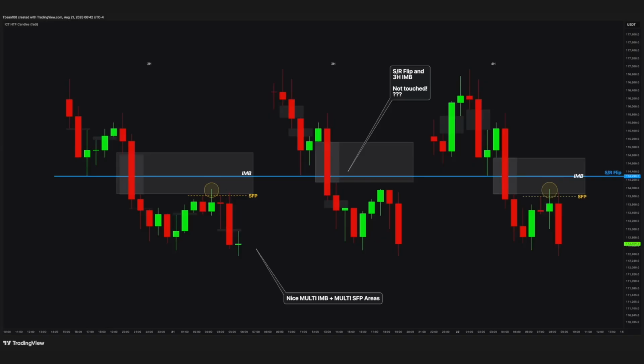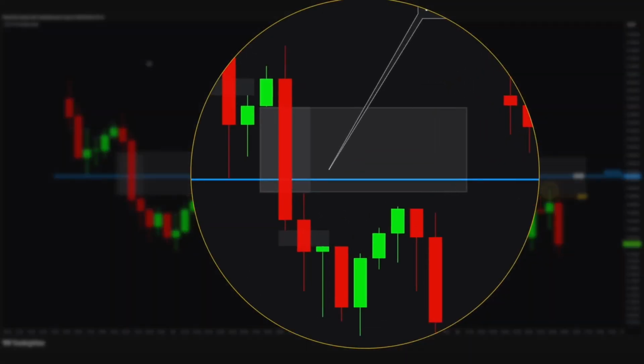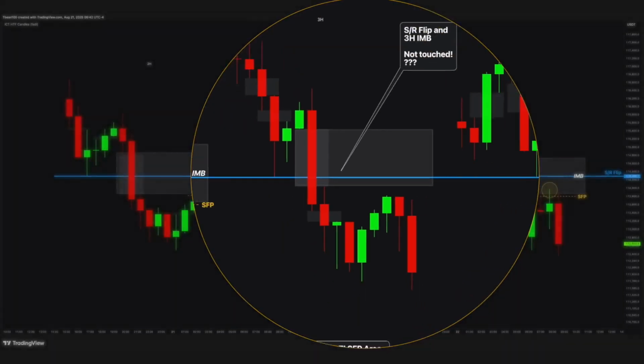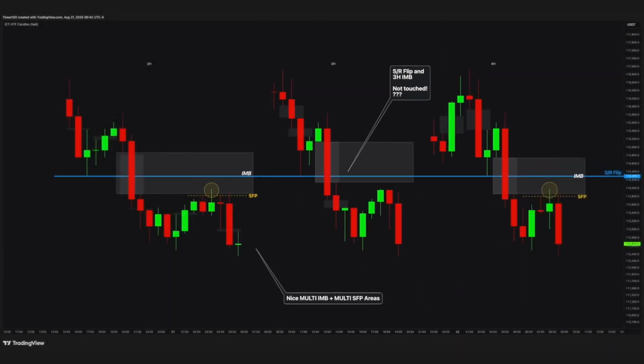This is because there's something very important here. This imbalance here has never been touched before. If you carefully look at it, you will also notice that the SR flip level has not been hit either.